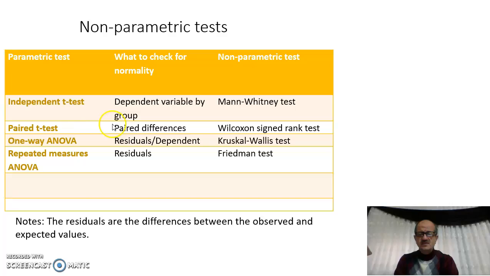For the paired test, we test the normality of the pair differences, and for the one-way ANOVA, we test the residuals of the dependent variable. The residuals are the differences between the observed and the expected values. One condition of the one-way ANOVA as a parametric test is that the errors should be normally and independently distributed, and the residual is a measure of the error of the experiment. For the repeated measures ANOVA, again we test the normality of the residuals.